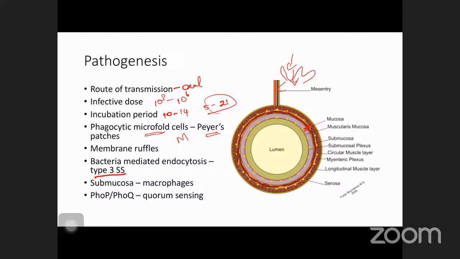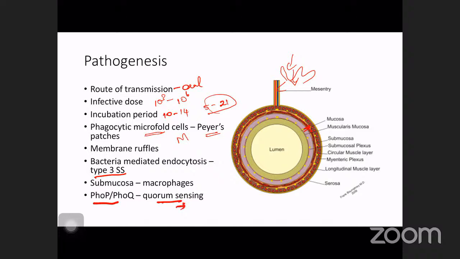This is the submucosal layer, and inside it you have the macrophages, which will take up the organism. So once inside the macrophages, what is the action of the macrophage? The macrophage has to kill the bacteria by phagolysosome fusion. But this organism, because of the quorum sensing mechanism, which is some communication system between the bacterial organisms, will produce antigenic changes in the lipopolysaccharide, and therefore the macrophages will not be able to kill the bacteria. So for intracellular survival inside the macrophages, quorum sensing will be helpful.